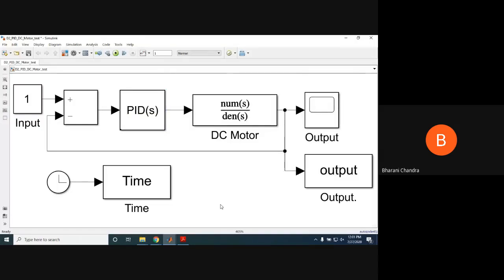This auto tuning method works in 90 to 95% of cases. In 5% of cases, it doesn't work. Then what you have to do is use the standard Ziegler-Nichols method or so on.